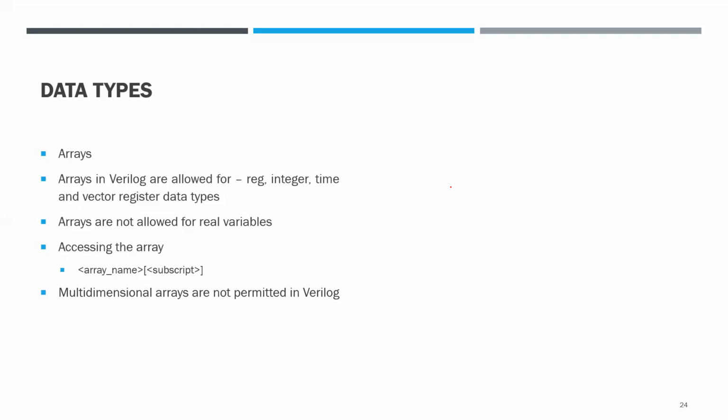Now, another thing before going further is what the difference will be between the net or the register vector and an array.